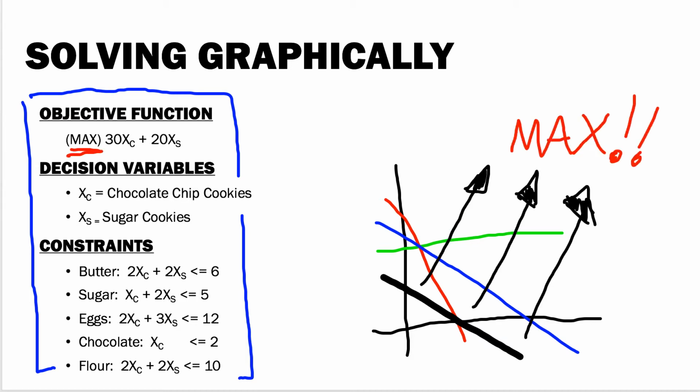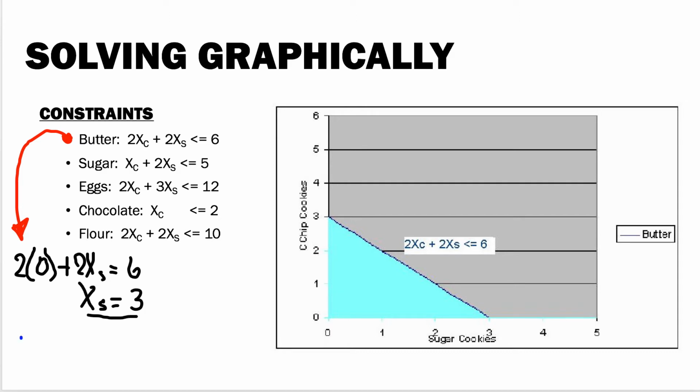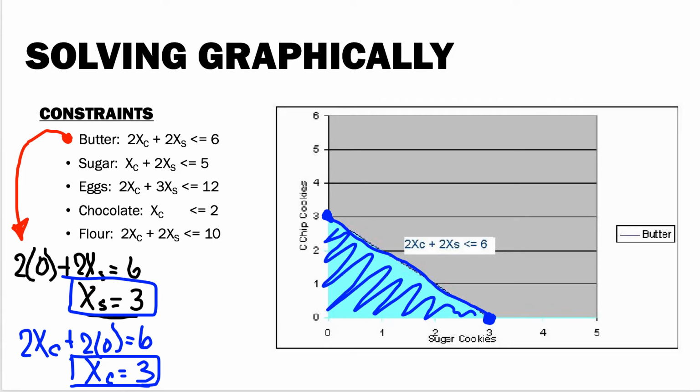maximum value. Let's start with the butter constraint, which we get by plugging 0 into each variable and connecting the points into a line. And because the constraint is less than or equal to, it means our feasible area is everything below this line.